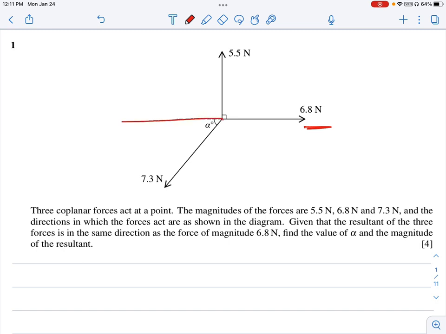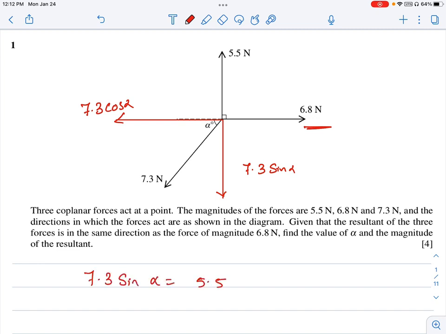So first of all, what am I going to do? I am going to resolve this 7.3, one vertically and one horizontally. So this becomes 7.3 cos alpha. This becomes 7.3 sin alpha. Now upward force is equal to downward force. So 7.3 sin alpha is equal to 5.5.